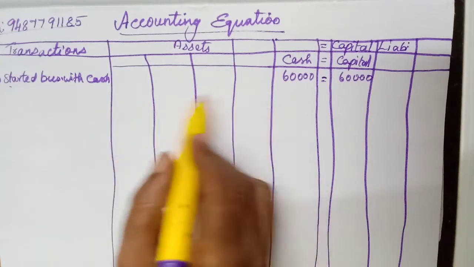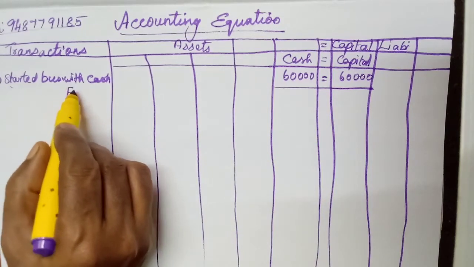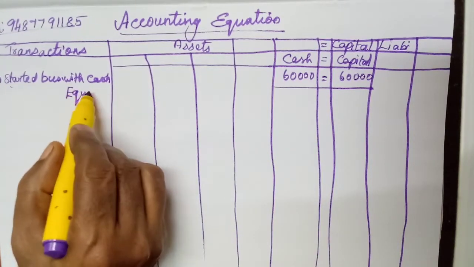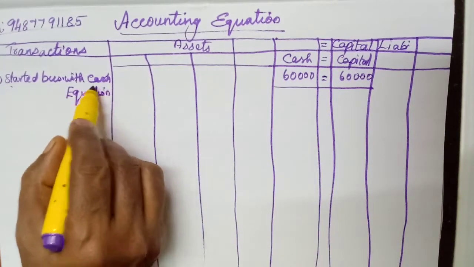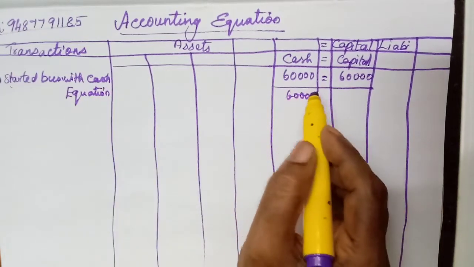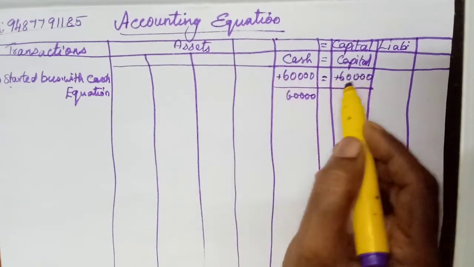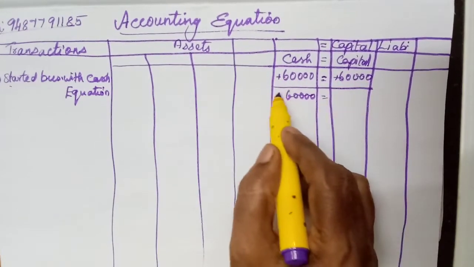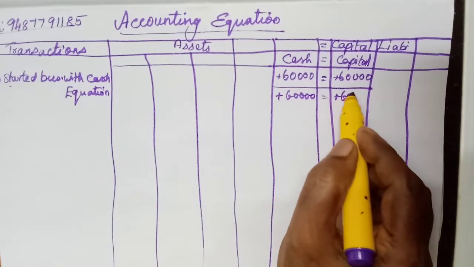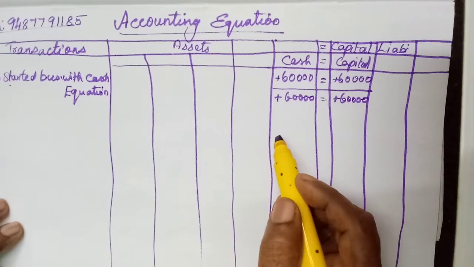Again you have to write the equation, near this line. Equation, same thing you write. Better we will write, it will increase, no? So we will write plus sign. If it reduces anything, we should write minus.